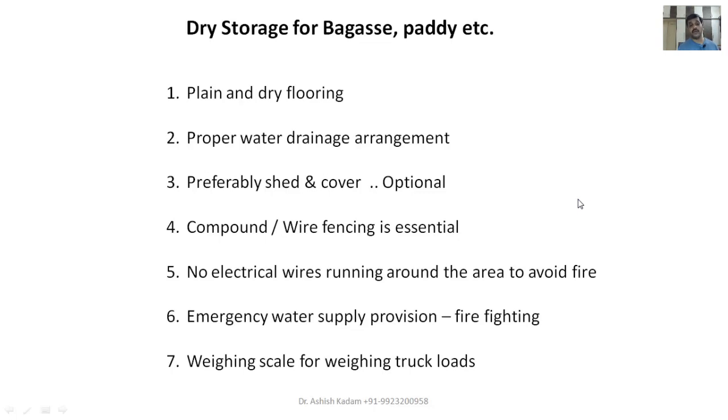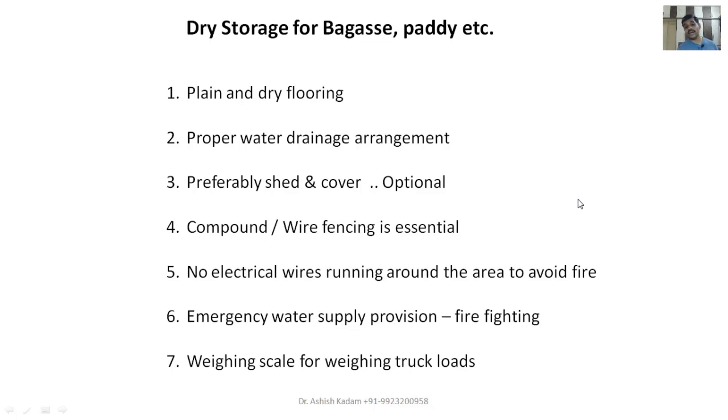So point 5 has not come just from my wish list, but it has come from experience. We have seen the fires. And sixth is the emergency water supply. Though we are taking care of this, there is still a possibility of fire. Sometimes fire comes even from lightning in the rainy season. So we have to take care of that.